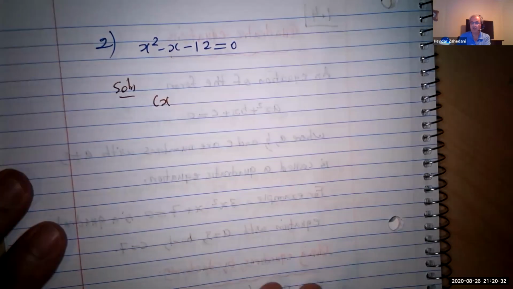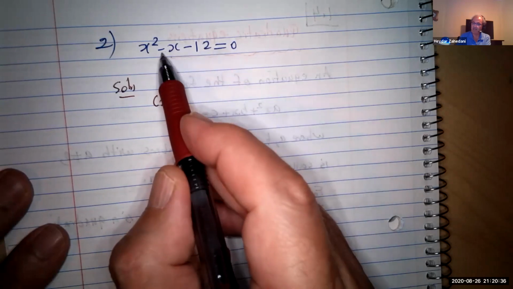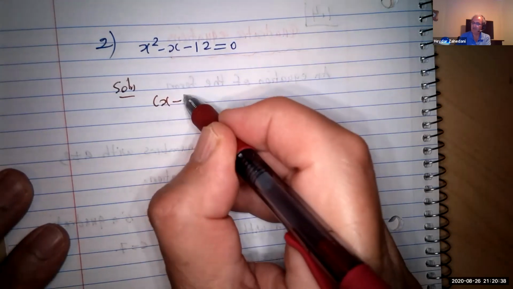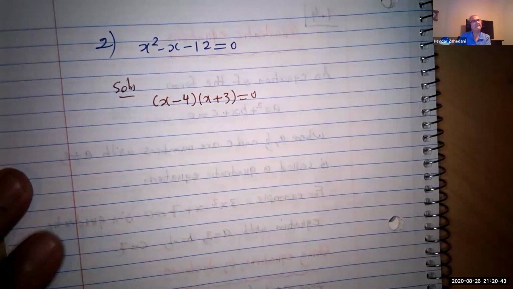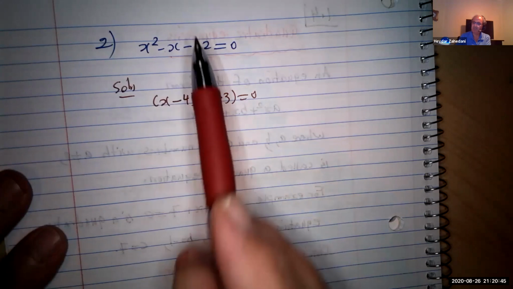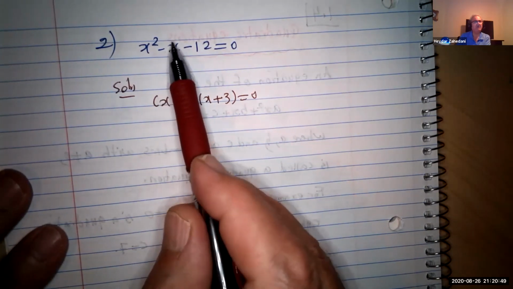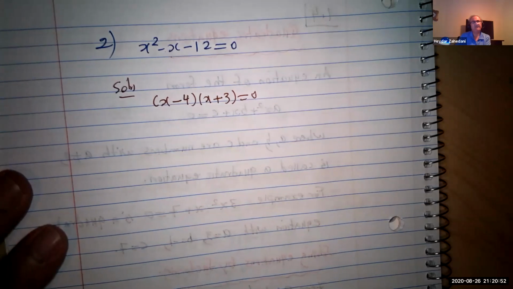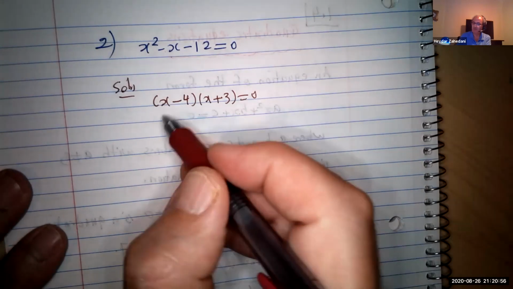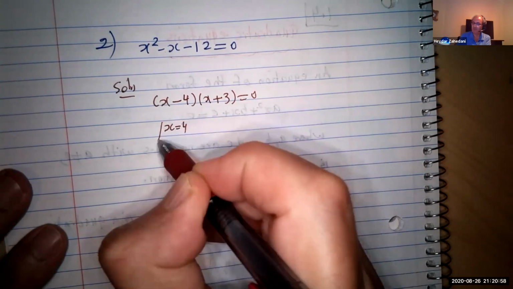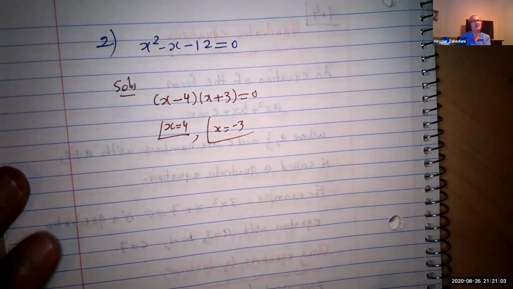The numbers are going to be 3 and 4. Use the bigger number first, with this sign: x minus 4 times x plus 3 equal to 0. If it's negative, this is a difference, and this is the sign of the bigger number all the time. So you have 3 and 4, x minus 4 times x plus 3. Two factors, two solutions. You know that x equal to 4 and x equal to negative 3 are going to be the solutions of your equation.